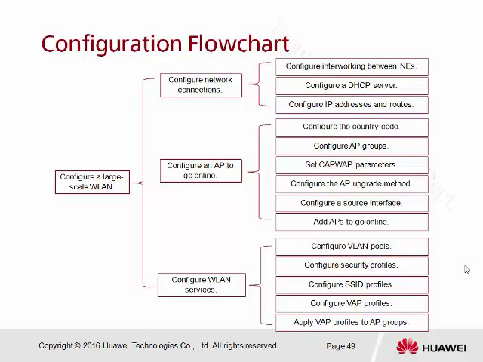The next one, configure the SSID profile. And also the VAP. Then the last one is applying the VAP profile to the AP group. So these are all the steps we need to do to configure the WLAN service.